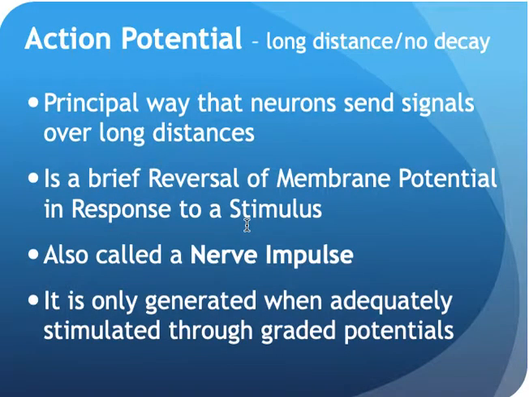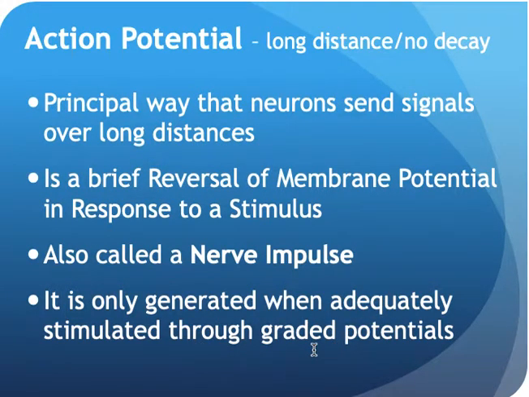So now we get to my action potential, and again, long distances, no decay. This is the principal way that neurons send signals over long distances. We get this brief reversal of membrane potential. So that membrane potential is going to change for a short amount of time. This is what most of us think of as a nerve impulse or electrical impulse. But the important part here is that it can only be generated when adequately stimulated through these graded potentials.